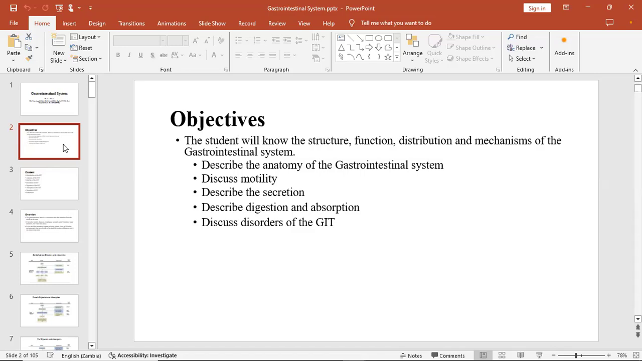And then later, we are going to discuss what we call secretions. What do you understand by secretions? So basically, when we talk about secretions, what are secretions? So these are chemical substances that are going to be produced in the GI tract or nearby organs, okay? Or we call them accessory organs. They are going to produce what we call secretions.